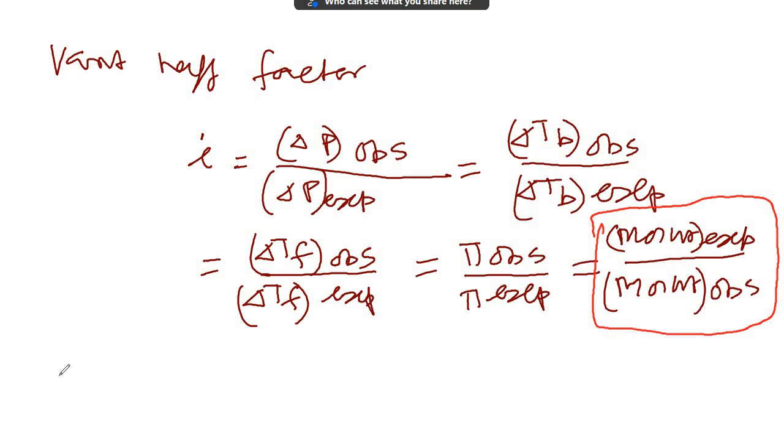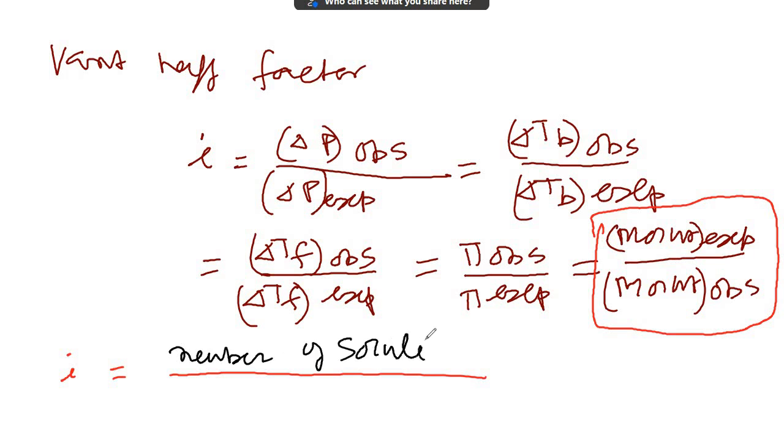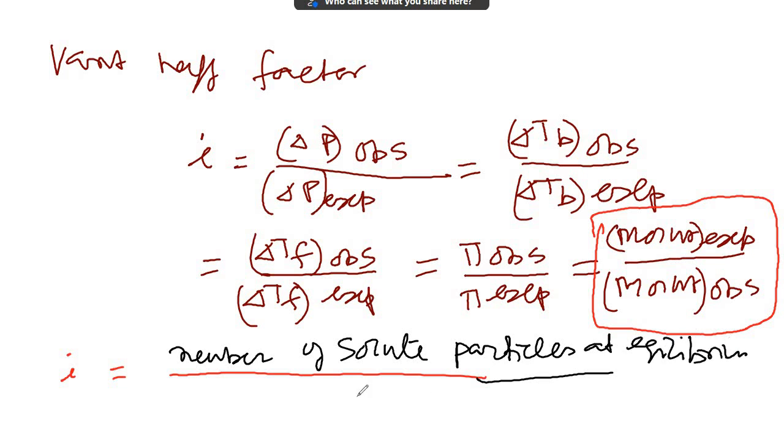i equals the number of solute particles, it can be molecules as well as ions, at equilibrium, over the initial moles. Okay, let us discuss these things now.